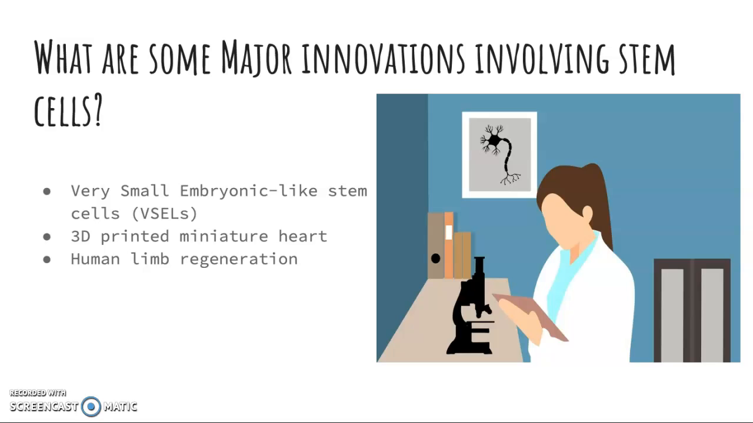Another recent innovation is the organoid. Organoids are miniature organs grown in vitro from stem cells. The hope is that one day they will be able to use a patient's stem cells to grow new organs to replace their failing ones. One major example of this is the miniature heart.